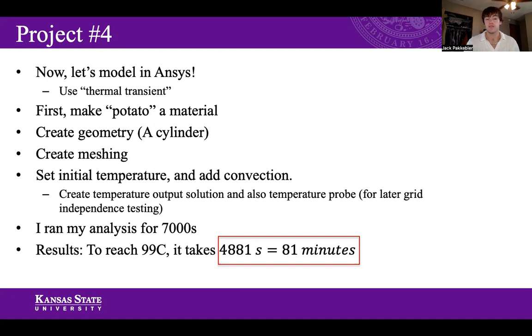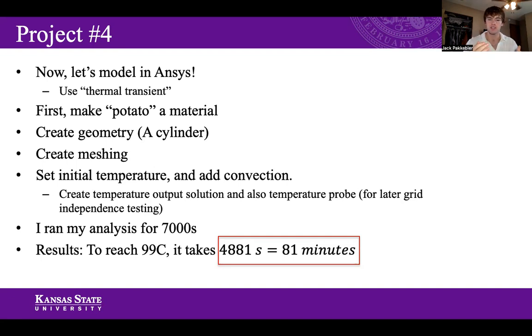Then the next step would be to create a geometry. For me, I created a cylinder that had the radius of my potato at its thickest part, and the length of my potato. From there, you would create a mesh, which I'll talk about a little more, and then set your initial temperature and add a convection boundary condition. Then you'll need to create a temperature output solution. And also I created a temperature probe, and this is for later grid independence testing.